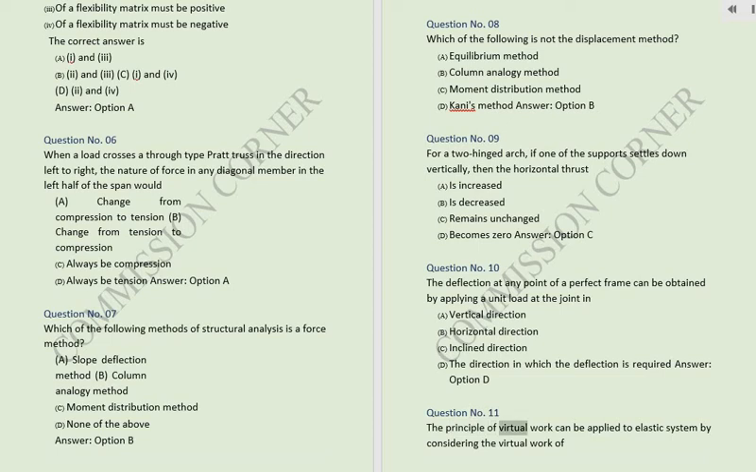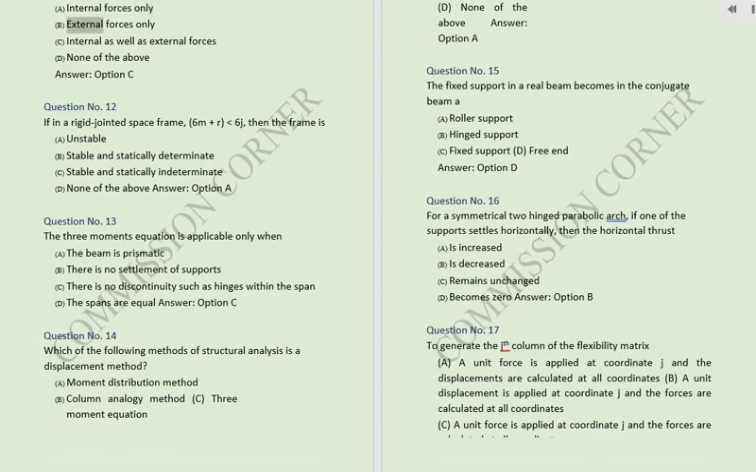Question number 11. The principle of virtual work can be applied to an elastic system by considering the virtual work of: A, internal forces only; B, external forces only; C, internal as well as external forces; D, none of the above. Answer, option C. Question number 12. If in a rigid jointed space frame, 6M plus R is less than 6J, then the frame is: A, unstable; B, stable and statically determinate; C, stable and statically indeterminate; D, none of the above. Answer, option A.